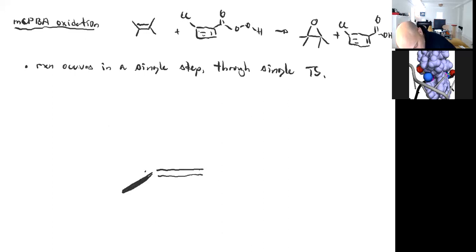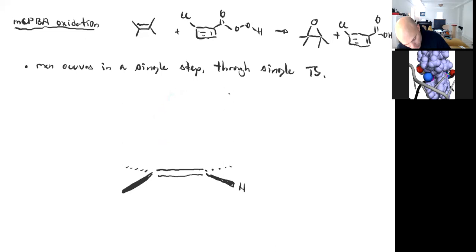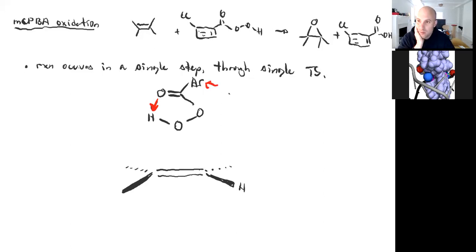You've got your alkene. And the MCPBA is going to approach. Okay. And what we say happens is that, actually, let me redraw this in a better angle for you. Okay, so I've drawn the MCPBA with a hydrogen bond between the carbonyl oxygen and the terminal OH, and that's okay. And then I've abbreviated the metachlorobenzene group as just Ar because it doesn't come into play here. All right. So the arrow pushing for this reaction is a little bit tricky.